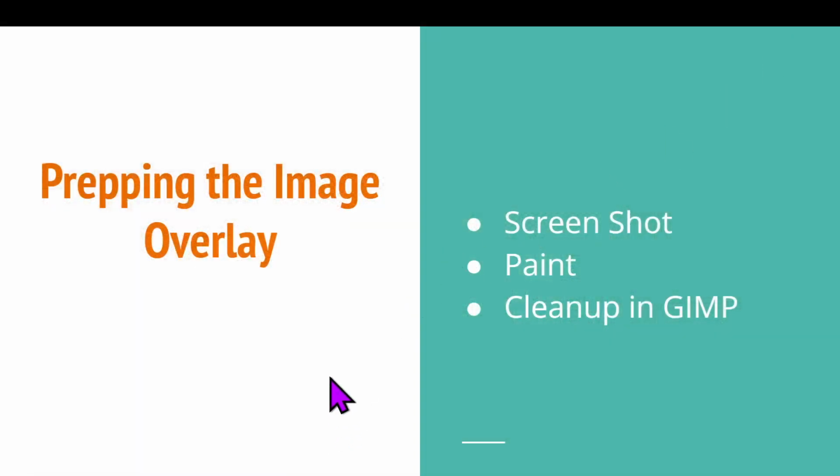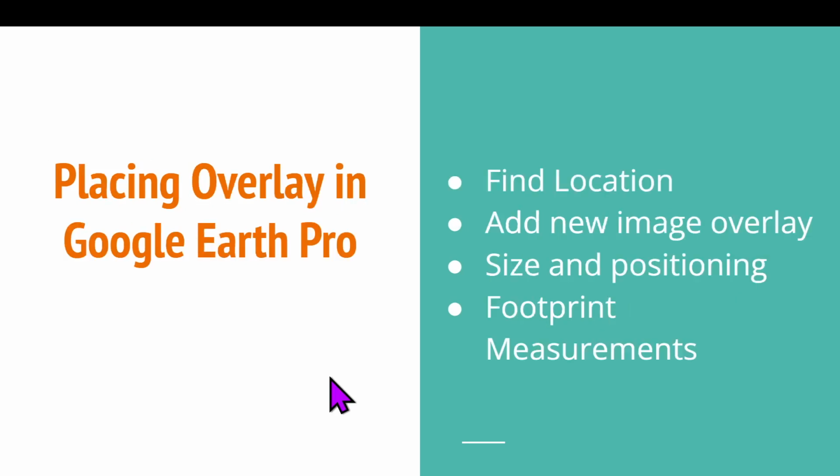All right, and we're going to move on to the next thing, which is placing the overlay in Google Earth Pro. So first of all, we need to find the location where it actually needs to be placed. We're going to add the new image overlay. We're going to resize the image overlay. And then after that, we're going to take a measurement of the footprint so that we can use that measurement to build the 3D that we need.